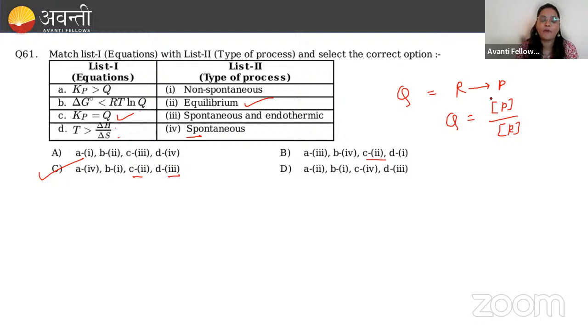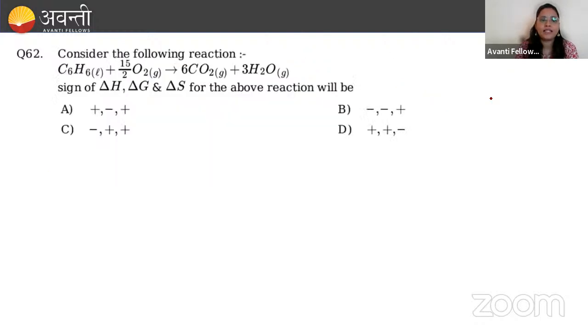The others we have also matched right now. We have talked about this. Now let's move on to the next problem. Consider the following reaction. We have been given a combustion reaction and asked what will be the delta H, delta G and delta S for this given reaction.